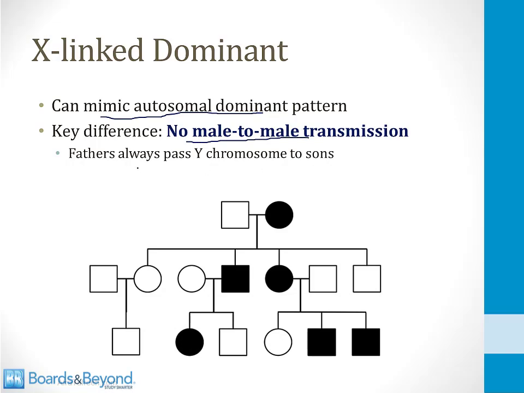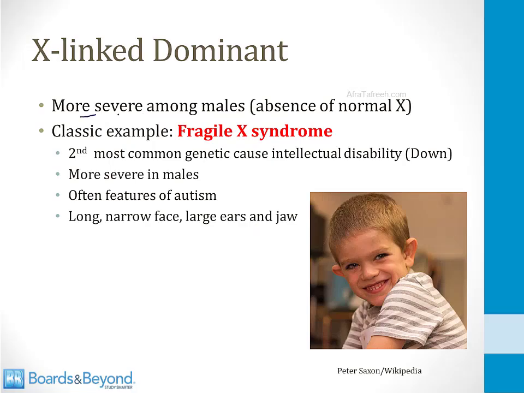That's because fathers always pass a Y chromosome on to their sons. So in this pedigree shown on the screen here, we have an affected male here. He has not passed it on to his son. He cannot do this because this is an X-linked disorder and he is always going to pass a Y chromosome onto his male offspring. X-linked dominant disorders tend to be more severe among males because they do not have a second X chromosome that is normal.